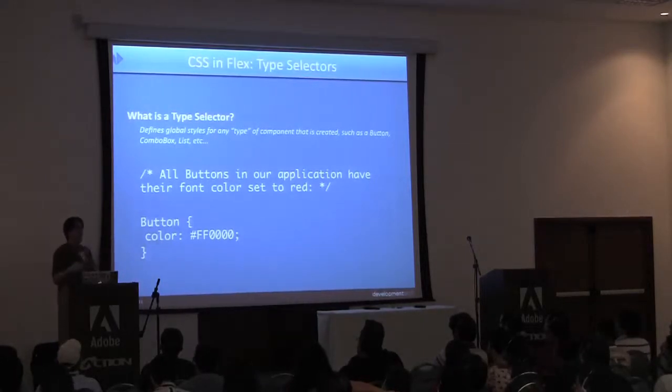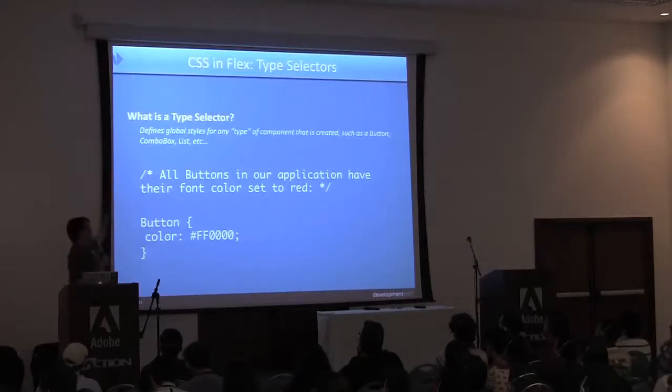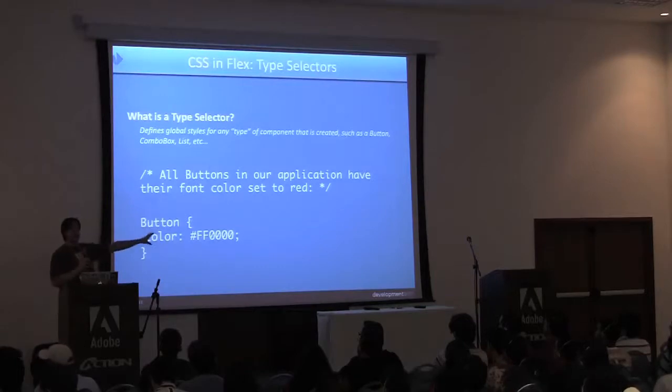Let's say we have an application and our client wants a blue background like our logo. We can go in there and set the blue for everything in our application. We can set our text to white. It's a way of theming our entire application by using a type selector. This is the topmost selector we can use to select anything of any type.